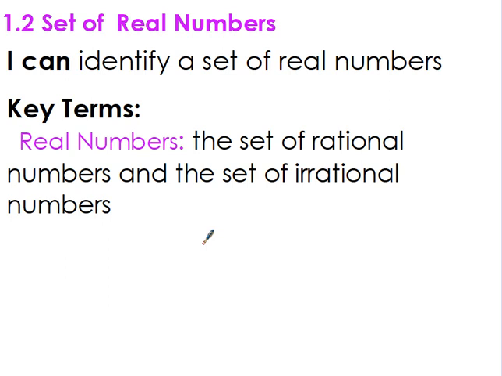We're going to talk about real numbers and sets of real numbers, or different types of real numbers. So first, our key term is real numbers. It's the set of rational numbers and the set of irrational numbers.